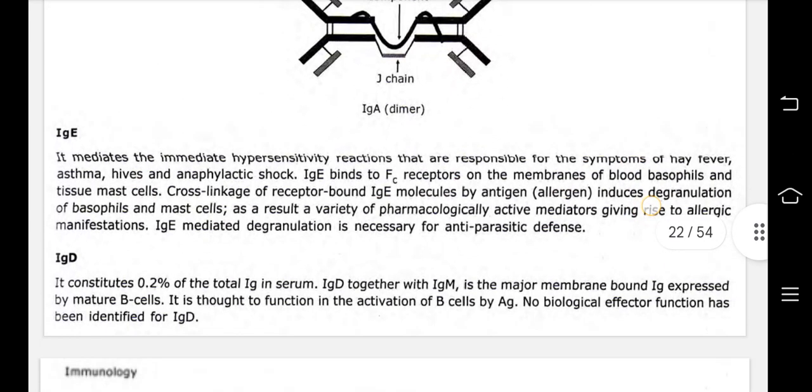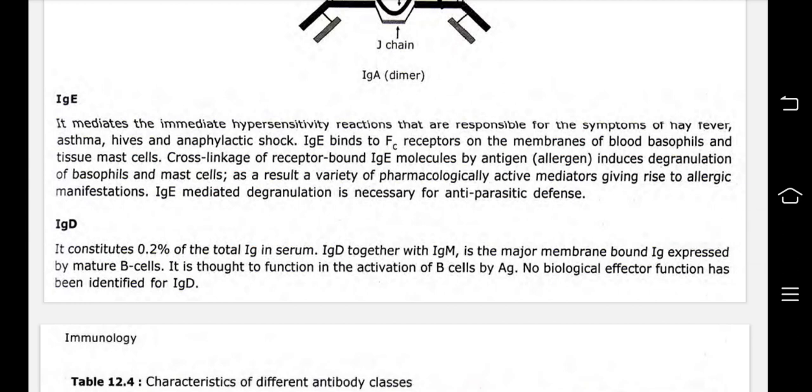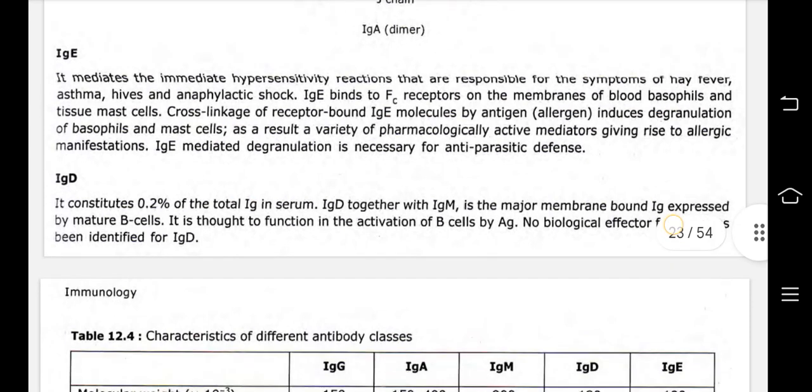Here you could see IgE also. It mediates the immediate hypersensitivity reactions that are responsible for the symptoms of hay fever, asthma, hives, and anaphylactic shock. IgE binds to Fc receptors on the membranes of blood basophils and tissue mast cells. Cross-linkage of receptor-bound IgE molecules by the antigen allergen induces degranulation of basophils and mast cells, releasing a variety of pharmacologically active mediators giving rise to allergic manifestations. IgE-mediated degranulation is necessary for antiparasitic defense.